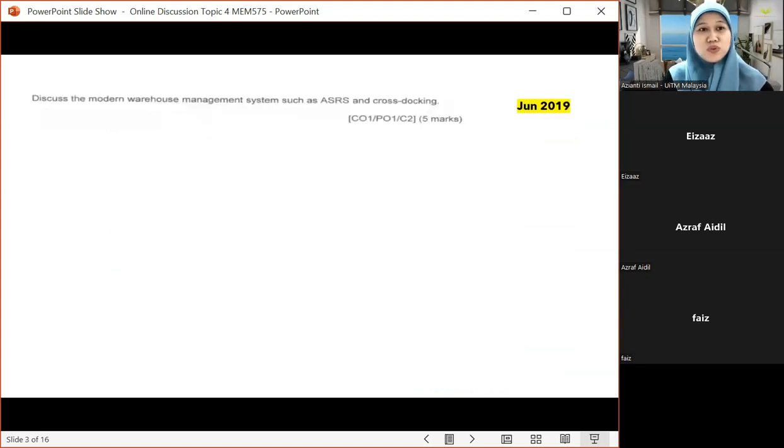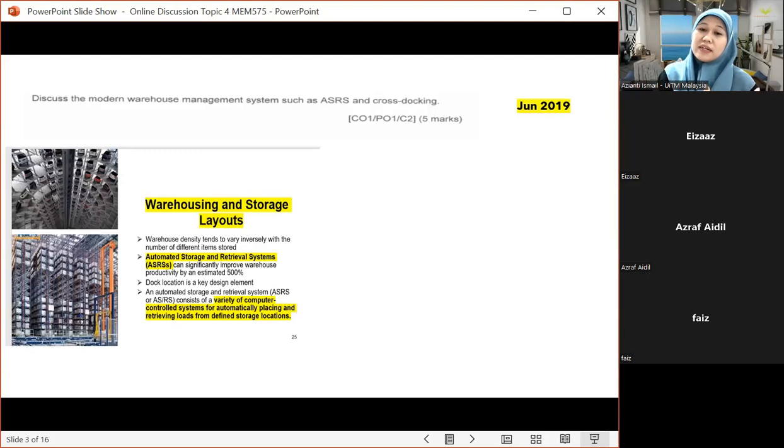Okay, next, June 2019, okay, discuss the modern warehouse. They mentioned ASRS and also cross-docking. What is cross-docking? So you need to watch the YouTube so you know what cross-docking is all about. ASRS, let me give the definition first: it is an automated storage and retrieval system. It means that for all the inventory inside the warehouse, you just enter the barcode or you just scan all the information, and it will find it for you. They know where is the exact location of the item.